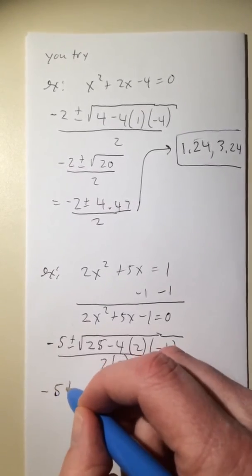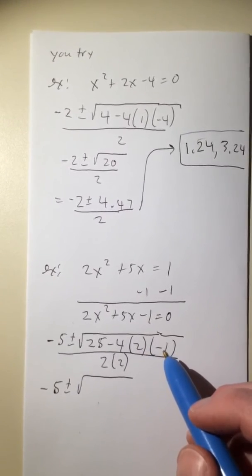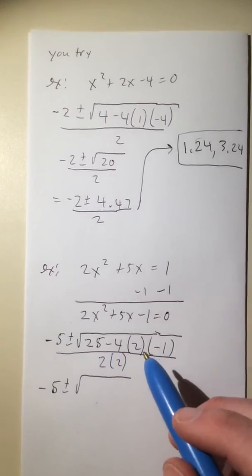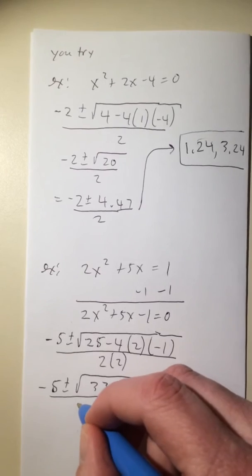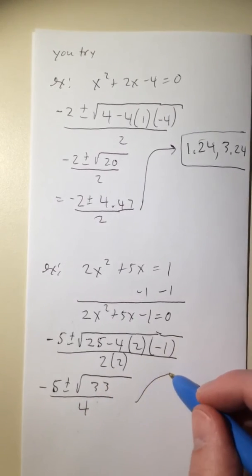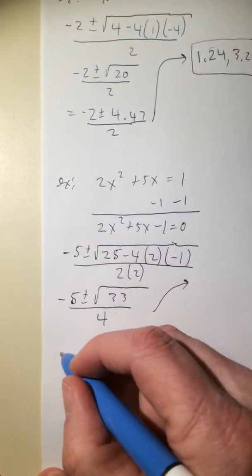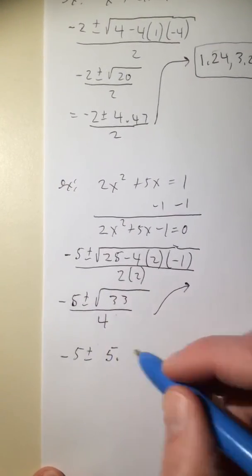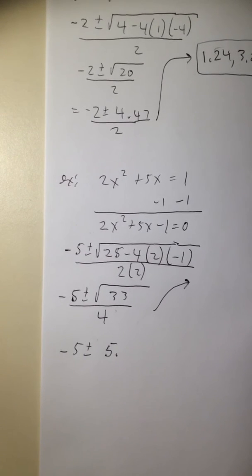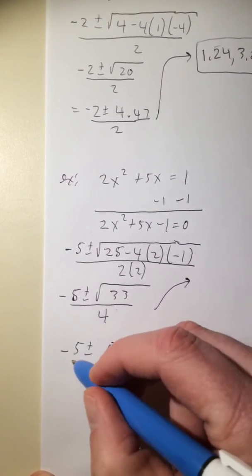So now we have negative 5 plus or minus the square root of 4 times 2, of course, is 8, times negative 1 is negative 8. 25 minus negative 8 is like 25 plus 8, also known as 33. All of that is over 4. 2 times 2 is 4. And then we do our work right here. Negative 5 plus or minus square root of 33 is going to be 5 point something. So we got square root of 33 is 5.74. I'll divide that by 4.